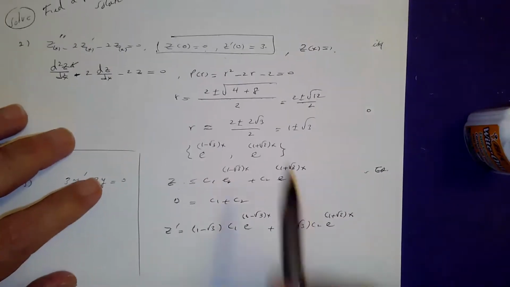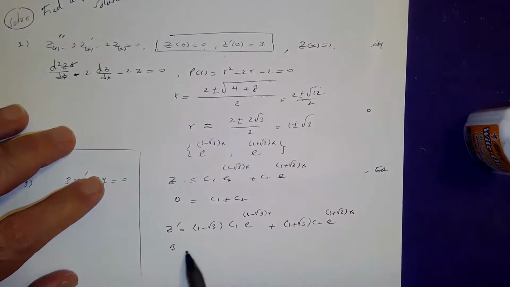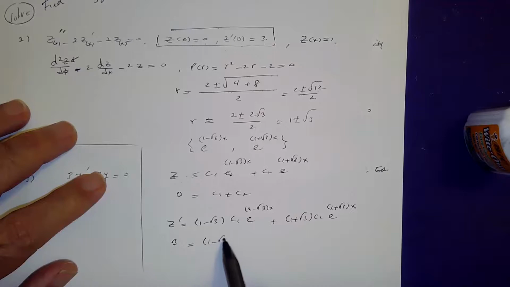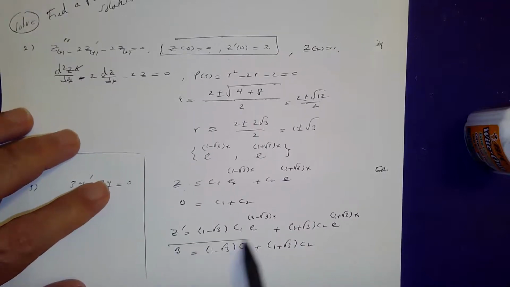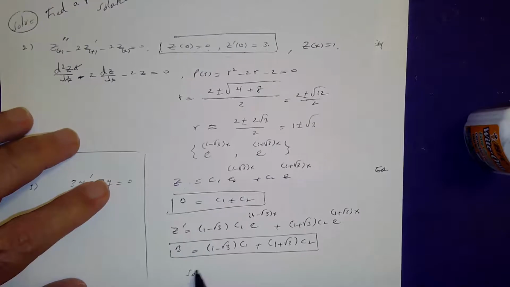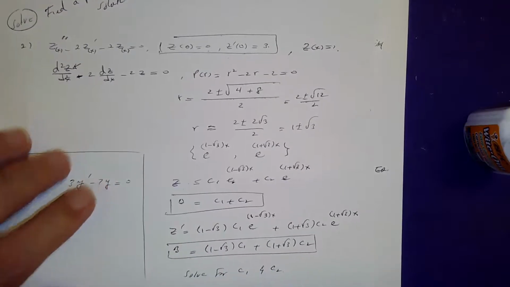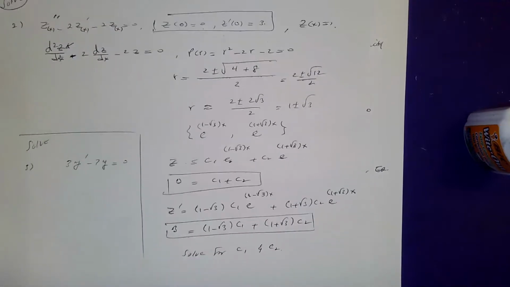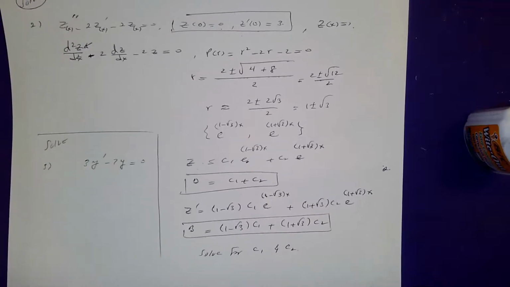What does that say? That says z prime is 3 when x is 0. That means this guy. Okay, so now you've got two equations, two unknowns. Solve for c1 and c2, and then replace the c's with your answers, and that would be a particular solution.